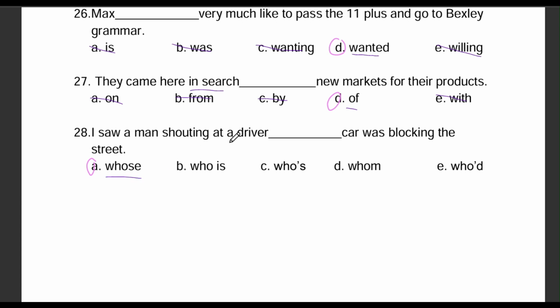Explanation. Whose shows ownership or possession. It is the driver's car that's blocking the street. Why not the others? B. Who is doesn't show possession. C. Whose means who is, which isn't correct here. D. Whom is used for the object of a verb, not for showing who owns something. E. Who'd means who would, which doesn't fit the sentence.